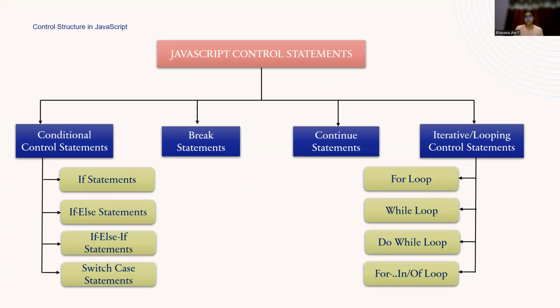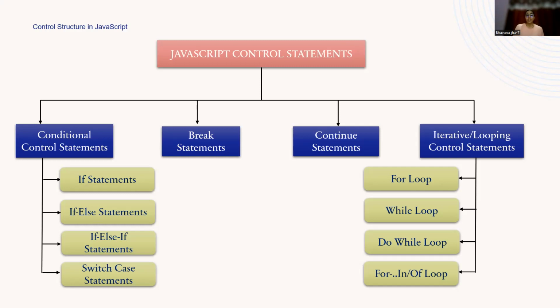So we have conditional control statements. In conditional control statements, we have four different statements, which are if statements, if else statements, if else if statements, and switch case statements. The break and continue statements are also known as unconditional statements, because in these two statements, we don't use any conditions. And one more type of control statements are iterative or looping control statements. We have different types of looping statements, which are for loop, while loop, do while loop, and for in or for of loop. So we move on to the different types of control structure in JavaScript one by one.